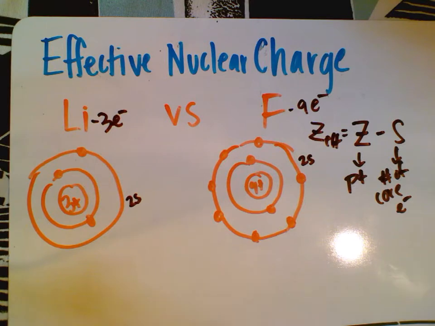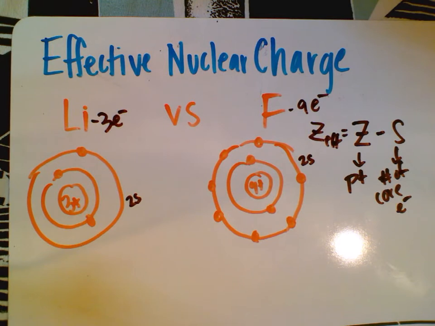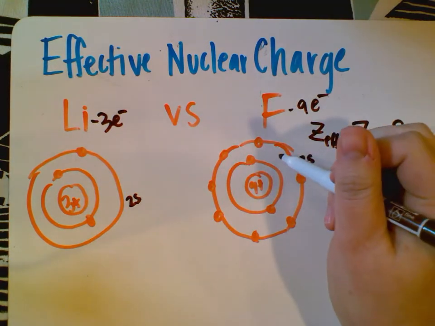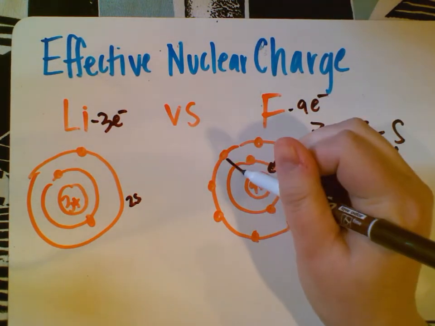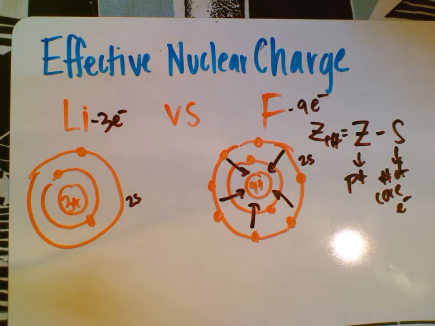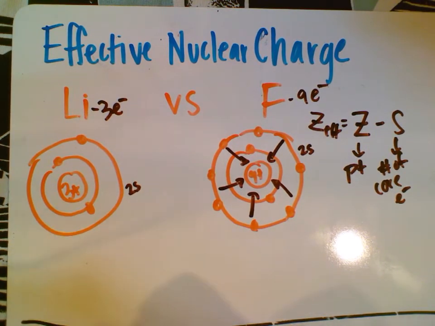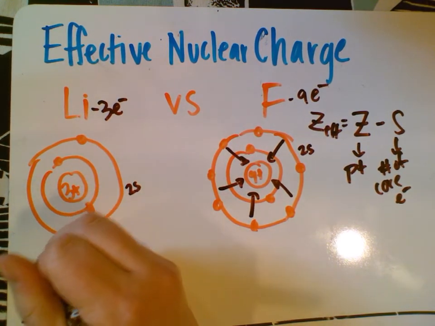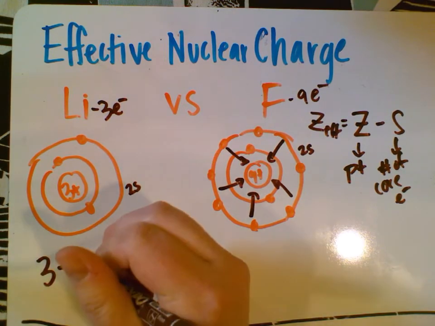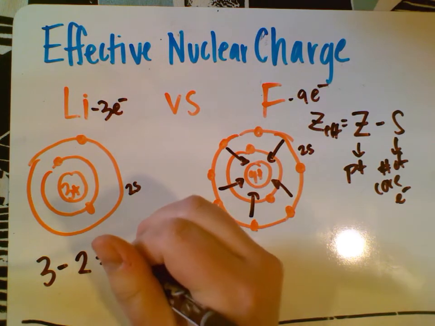But what happens is, if you compare lithium, lithium only has 3 protons. Fluorine has 9 protons, and those 9 protons have a very strong pull on the electrons, pulling them toward that nucleus, and it actually shrinks the radius up. If you want to talk about this in terms of effective nuclear charge, we can do the calculation. So 3 is our number of protons minus our number of core electrons, that's 2. It gives me an effective nuclear charge of a positive 1.